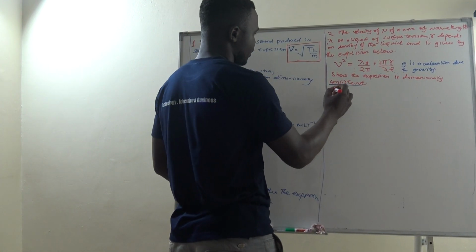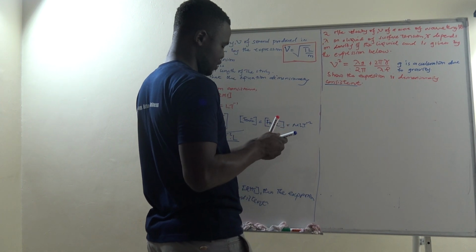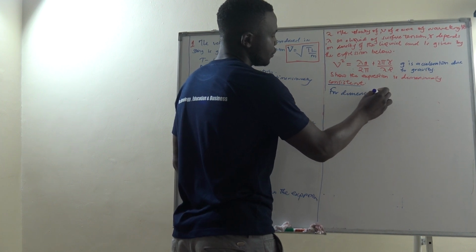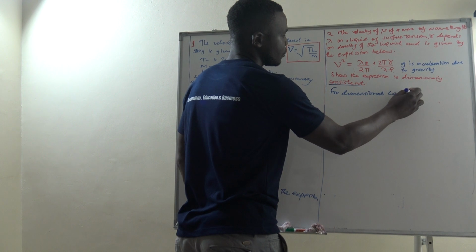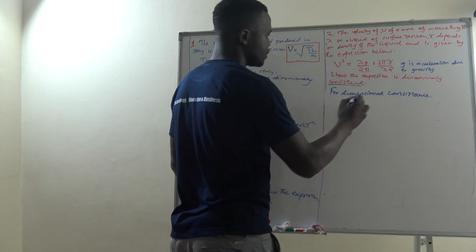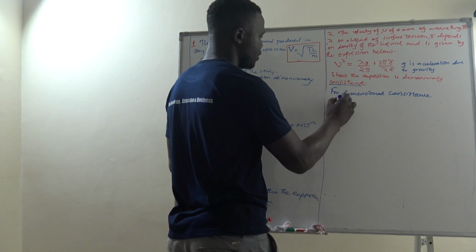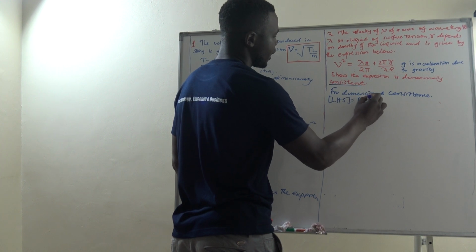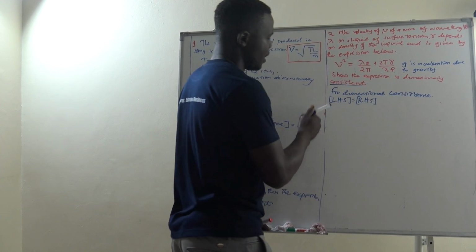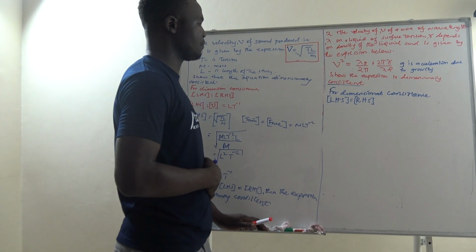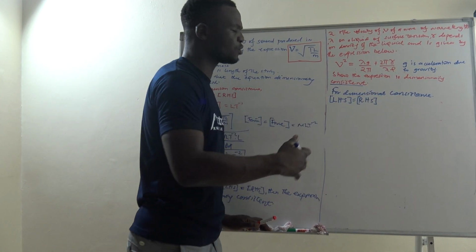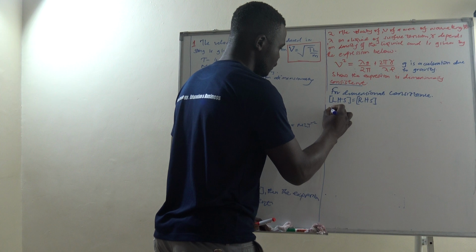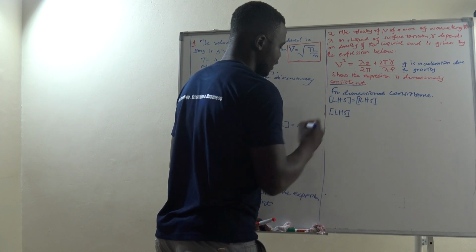Now, let's begin again. We know that for dimensional consistency, dimensions on the left hand side must be equal to dimensions on the right hand side. But please, I'm using the short form to simplify life here, but when you're answering an exam, we expect you to write these words in full, unless if you've defined them somewhere. So let's look at the dimensions on the left hand side.